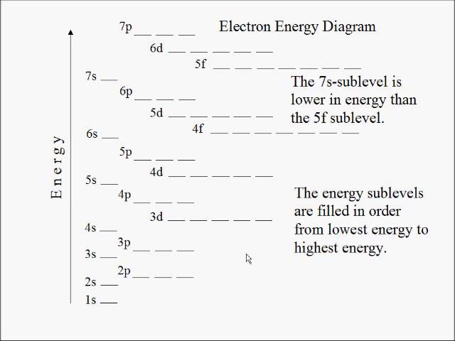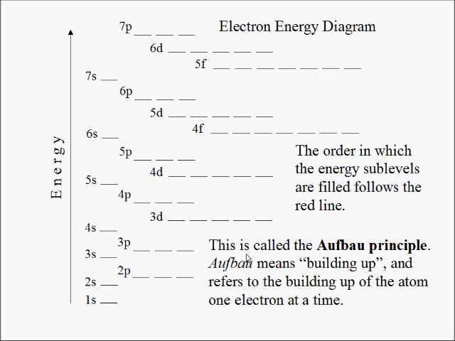Now the next thing we're going to look at is how we fill this energy diagram with electrons. It's a German word called Aufbau, which means building up. And the Aufbau principle refers to the building up of an atom, starting with the lowest energy and working our way up. As we add electrons to this energy diagram, we start with the 1s, then go to the 2s, and then go to the 2p. We work our way up through the energy diagram in much that way.